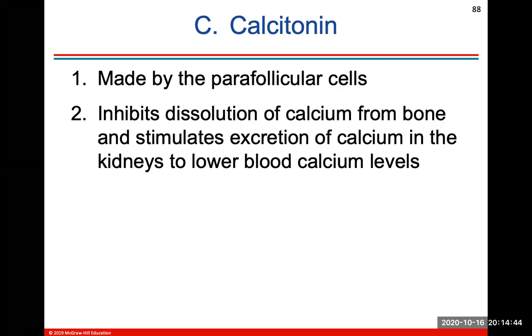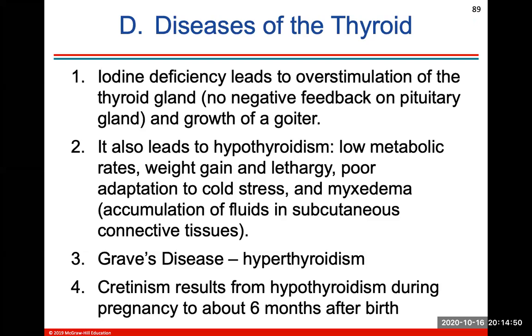Calcitonin works to tone down blood calcium levels. So calcitonin will take calcium out of the blood and store it. Diseases of the thyroid: someone can be hyperthyroid, where there's too much thyroid hormone being secreted, or hypothyroid. Iodine deficiency leads to overstimulation of the thyroid gland and growth of a goiter. It can also lead to hypothyroidism, which is low metabolic rate, weight gain, and lethargy.